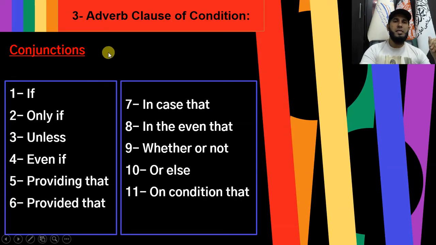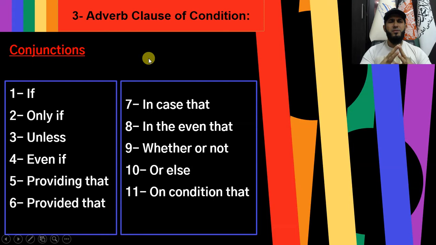Now, adverb clause of condition. So here we have these 11 conjunctions: one word conjunctions, two word conjunctions, three word conjunctions, even four word conjunctions. Look, we have four types of conditional clauses: zero conditional, type 1, type 2, type 3. And I would like to advise you, if you would like to learn all the details, because in this video I'm just explaining how to use these words. But for more details, you may go to our playlist, which says clauses, okay?